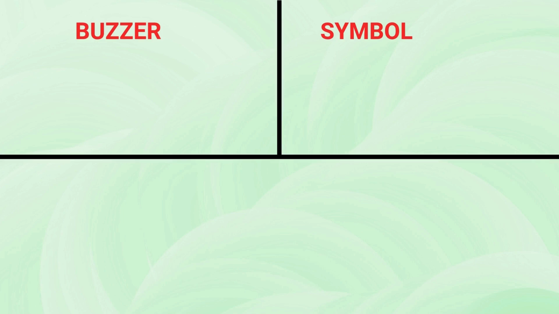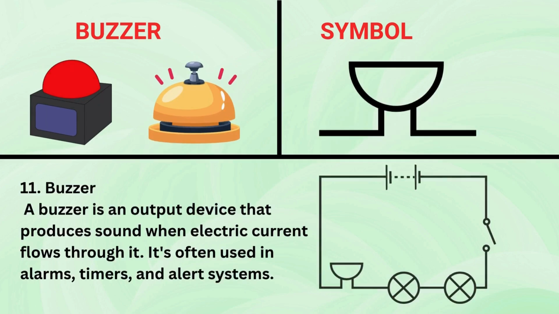Eleventh, buzzer. A buzzer is an output device that produces sound when electric current flows through it. It's often used in alarms, timers, and alert systems.